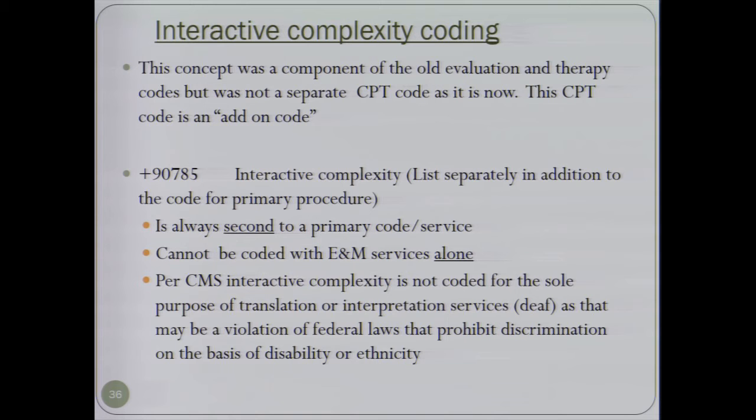And add-on codes can only be used when there is a psychiatric service provided from the 90 family. You can't use interactive complexity on an E&M visit alone. So if all you're doing is a 99203, I can't add interactive complexity. If you do a 99203, start a little psychotherapy for 19 or 20 minutes, and that patient is interactively complex, I can add that interactive complexity.